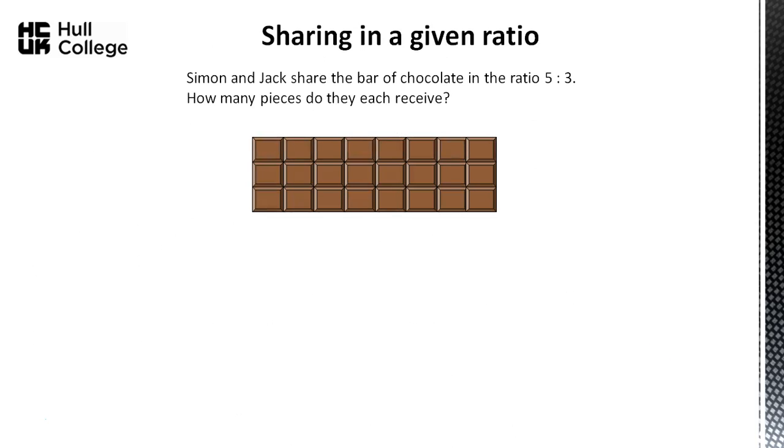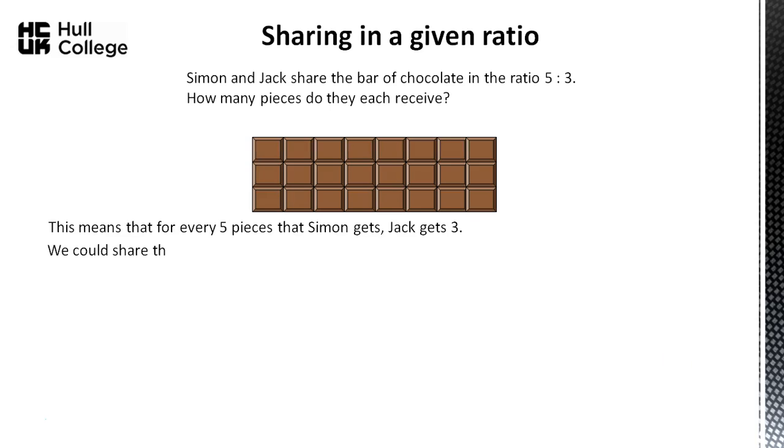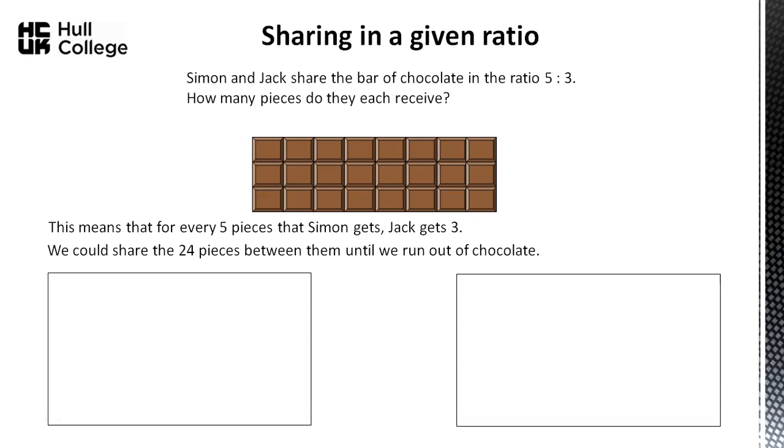Sharing in a given ratio. Simon and Jack share the bar of chocolate in the ratio of 5:3. How many pieces do they each receive? This means that for every 5 pieces that Simon gets, Jack gets 3. We could share the 24 pieces between them until we run out of chocolate.